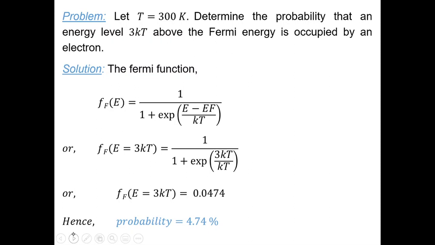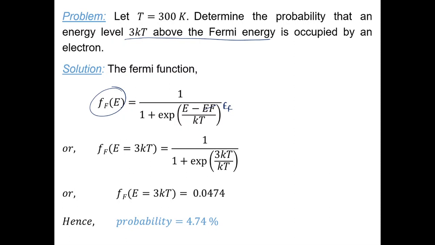The other question is: let's say at T equals 300 Kelvin, determine the probability that an energy level 3 kT above the Fermi energy is occupied by an electron. So what is that? The probability is nothing but the Fermi function. The Fermi function we all know. This is EF. The Fermi function we know very well.